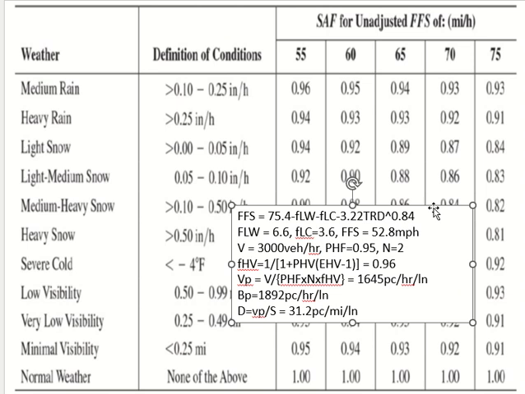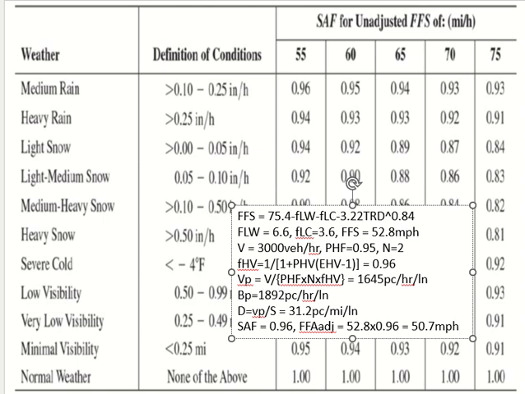Okay, it's actually out of the table. It's not even between two values, right? Okay, so what do we do? We take the value which is for the minimum, which is 0.96. Okay, so speed adjustment factor is 0.96. Okay, so the free flow speed adjusted will be 52.8 into 0.96, which is how much? 50.7.